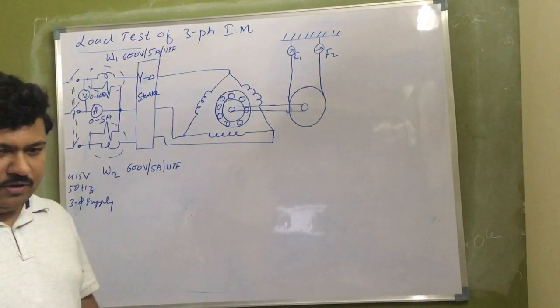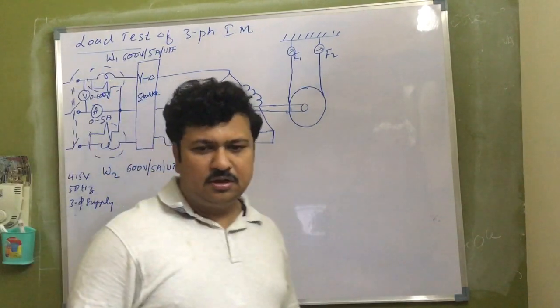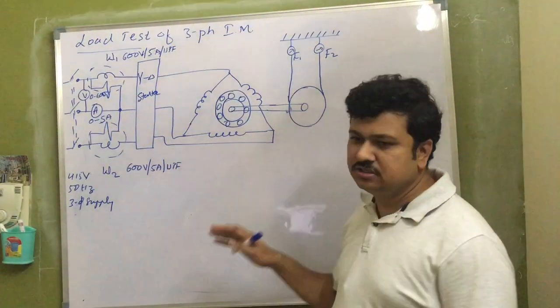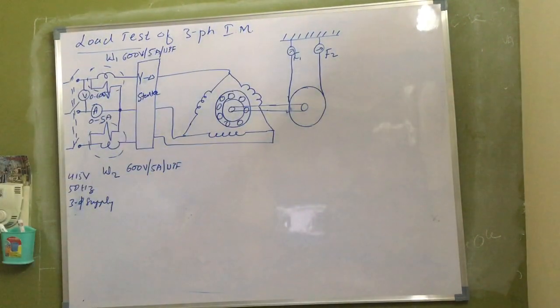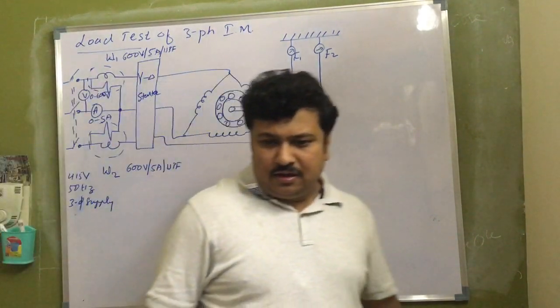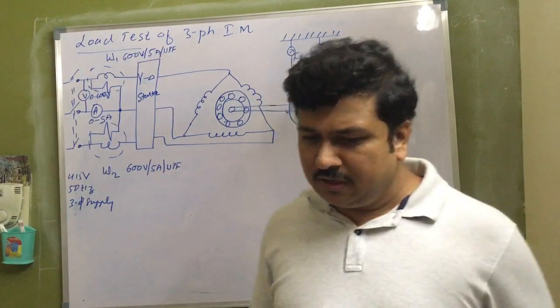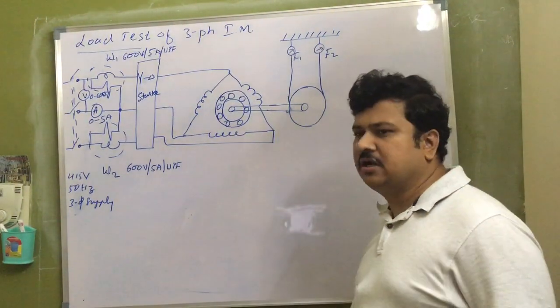So therefore, whenever we do the load test, we should be utterly careful that the load on the motor initially should be 0. Only after ensuring this, we need to go into the load test. So then, after switching on the supply, start the motor using a star delta starter.